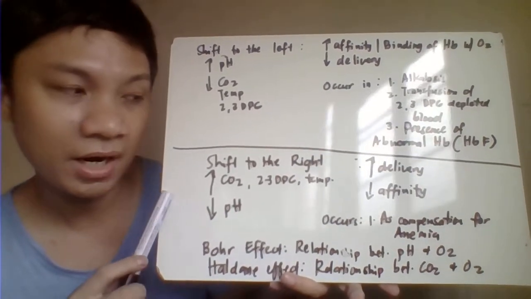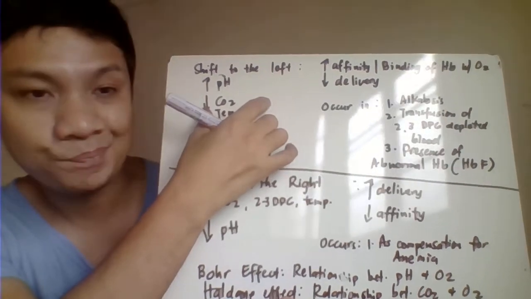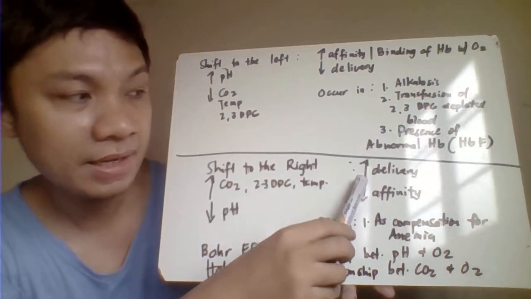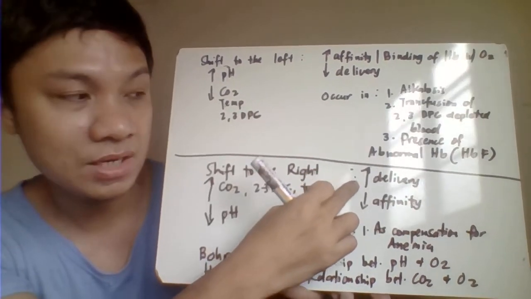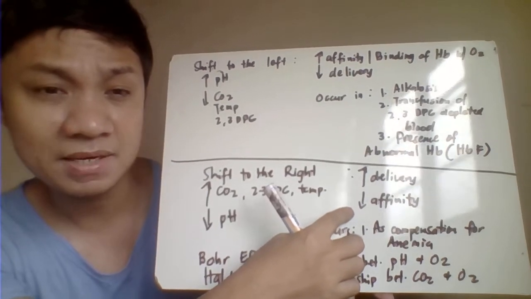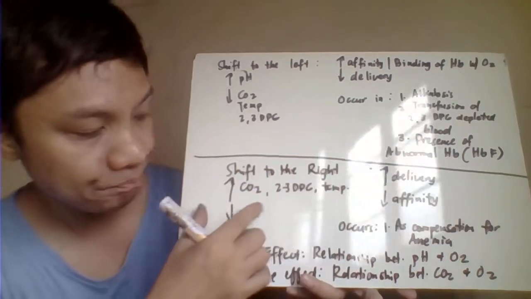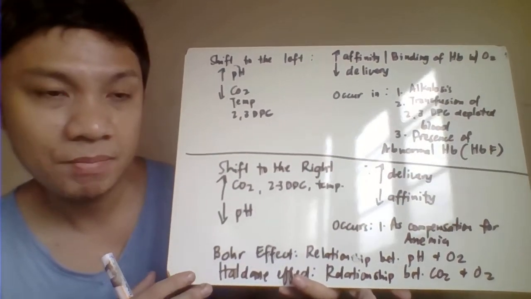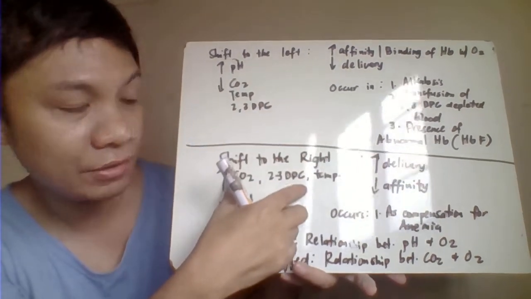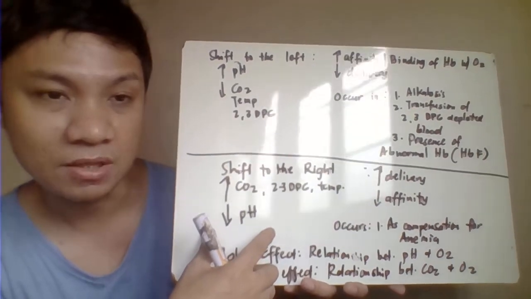Now we have here your shift to your right with your oxygenation curve. It's just the opposite lang nito. Okay, shift to the right would eventually be characterized by increased delivery. So ito na, nagde-deliver na siya. Since nag-deliver siya, mababa ang kanyang affinity. Hindi siya nagbabind kasi nakapag-bind na siya kanina. Increased delivery, decreased affinity or binding. Shift to the right would be characterized by opposite ulit. Kanina mababa, so sila ulit ang mataas ngayon: carbon dioxide, 2,3-DPG, temperature, at mababa ang pH mo dito.